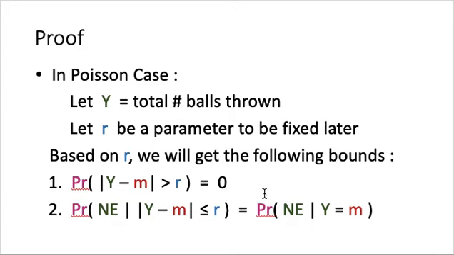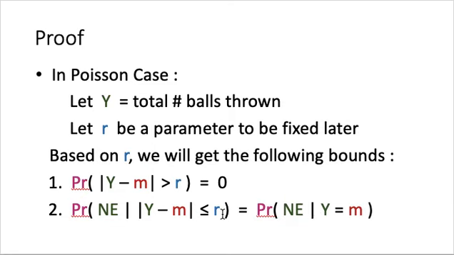So as n tends to infinity, the chance that Y is away from the mean value of Y, this is also the mean value of Y, right? Greater than r is going to be super small, equal to 0 as n tends to infinity. And the second one is interesting. So the probability of having no empty bins, given the condition that Y is close to the mean value, will be the same as the probability of having no empty bins, given that Y is exactly the same as the mean value. So normally, it is difficult to compare conditional probability.